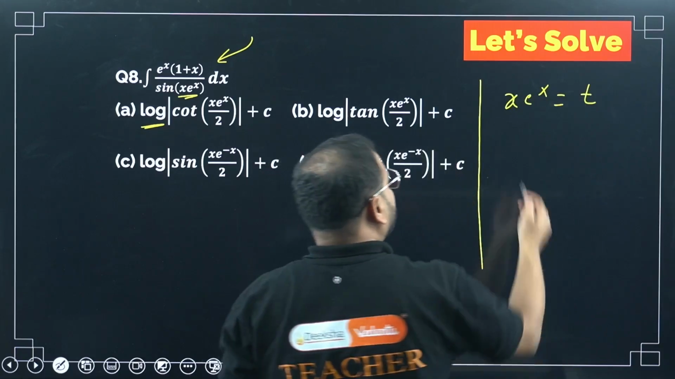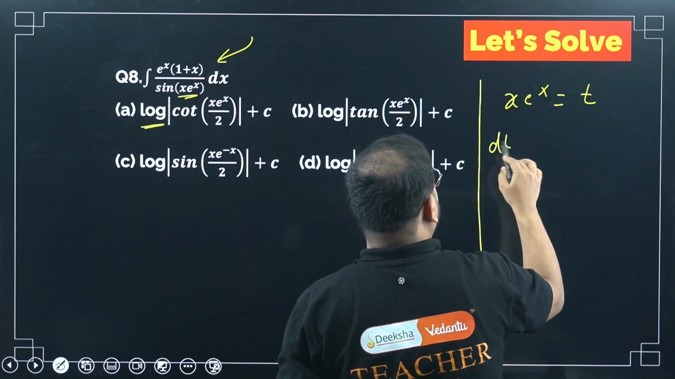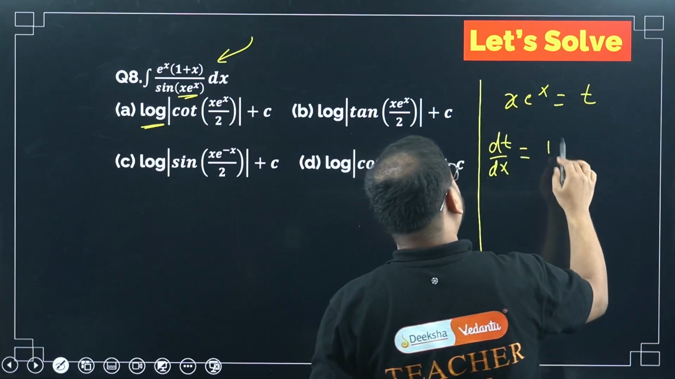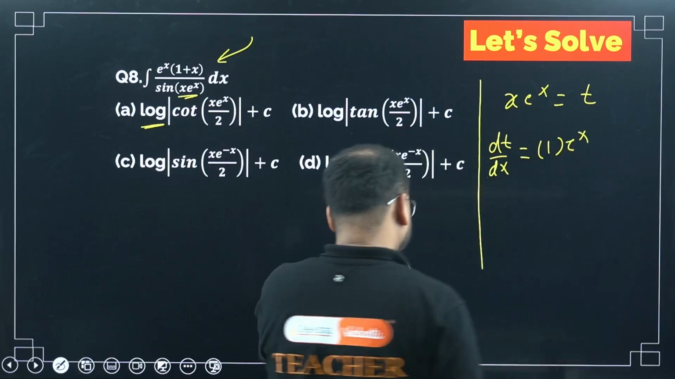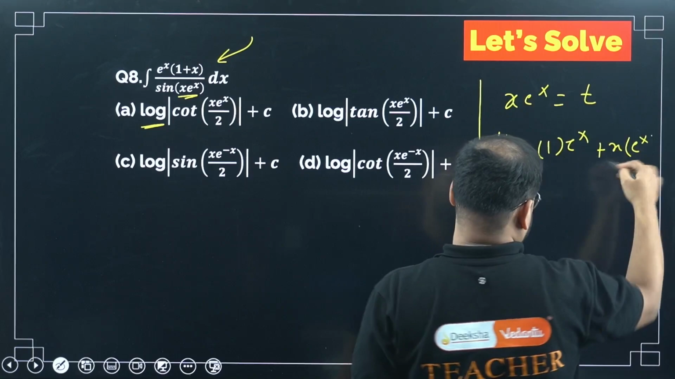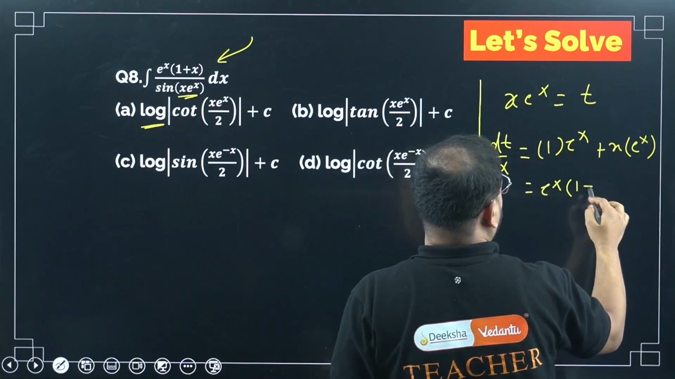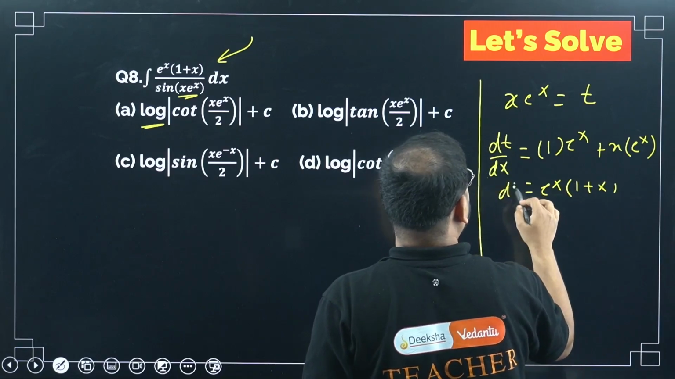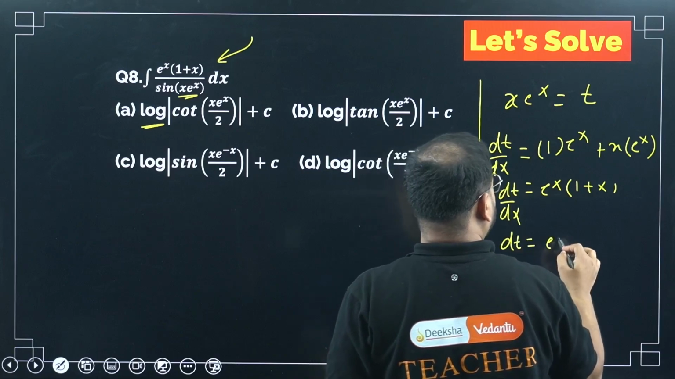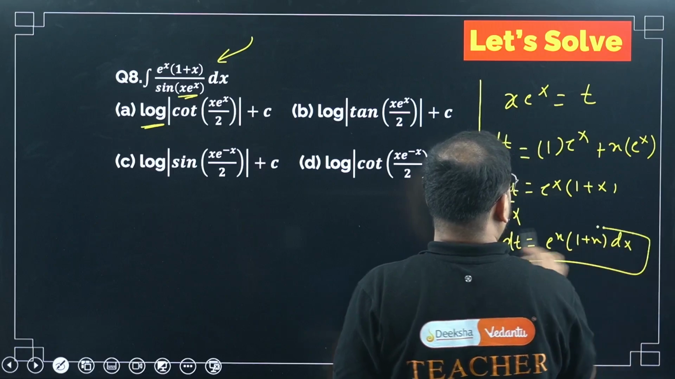What will be x e power x? What are we going to do for differentiation over here? Any idea? Yes, sir. We'll take dt by dx equals, I have to use the product rule. Take x as 1 and e power x remains as it is, and take x as it is and e power x differentiation is e power x only. So take e power x common now: 1 plus x. dt by dx. What is this going to be? dt is going to be e power x, 1 plus x dx.